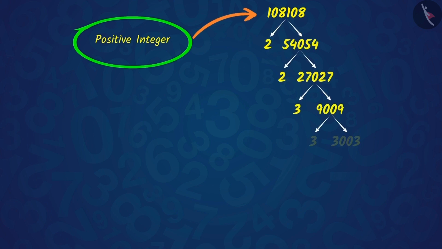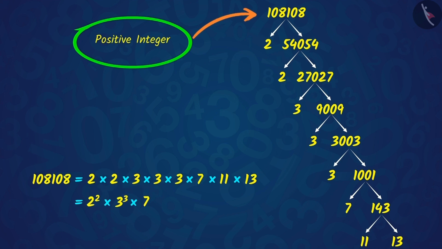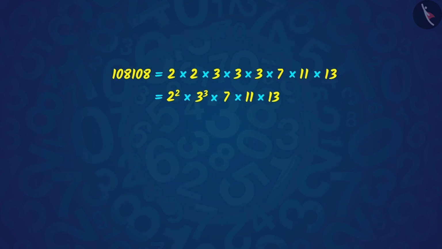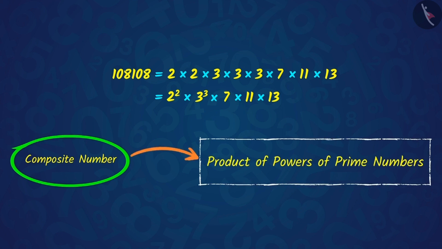Perfect! We can find its factors with the help of a factor tree. In this way, we can factorize 1,08,108 as a product of prime numbers, which is in the form of powers of prime numbers. What do you understand from this? From this we understand that every composite number can be written as the product of the powers of prime numbers.